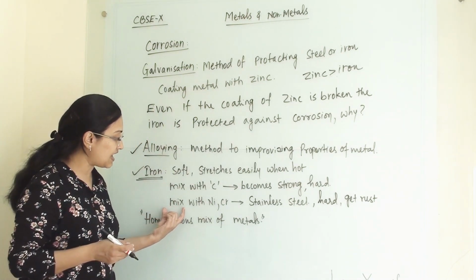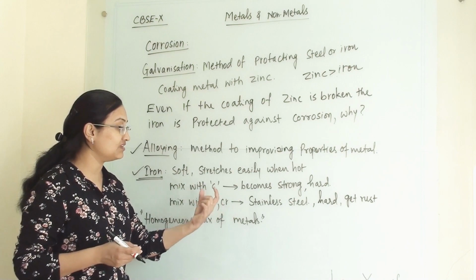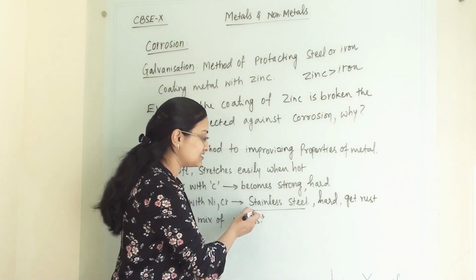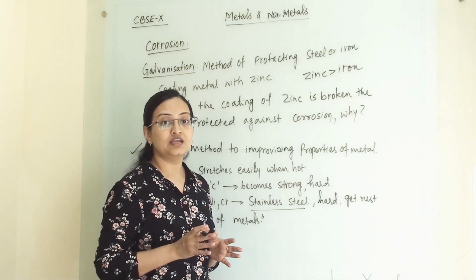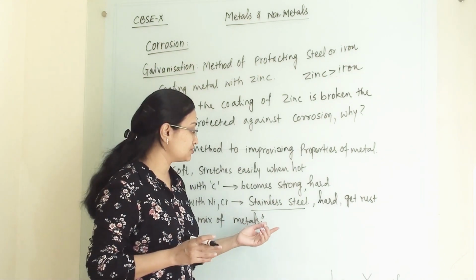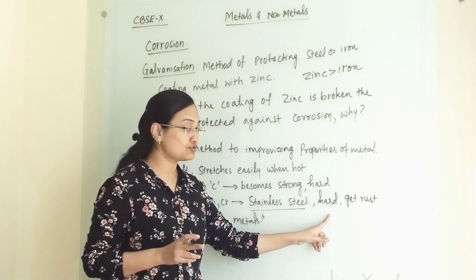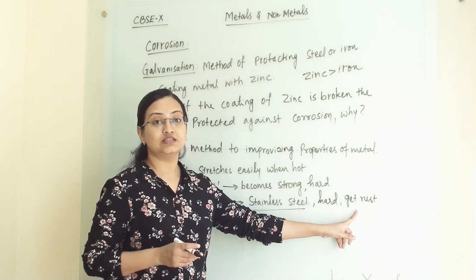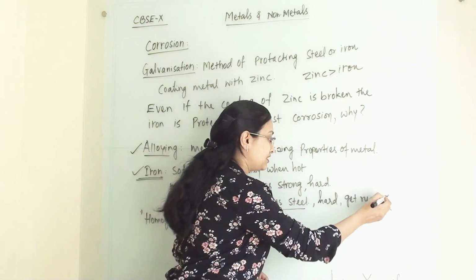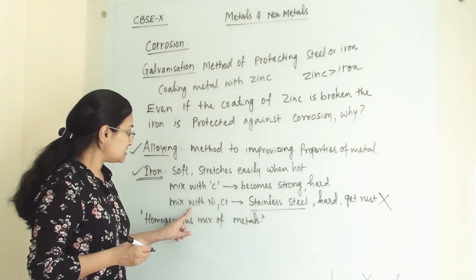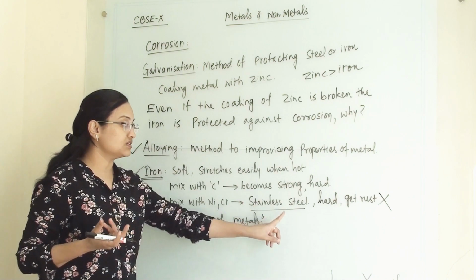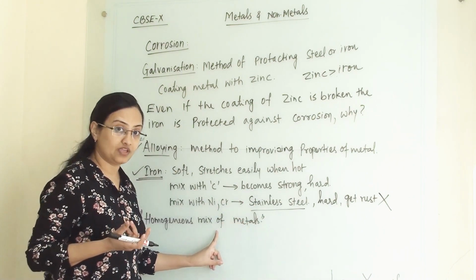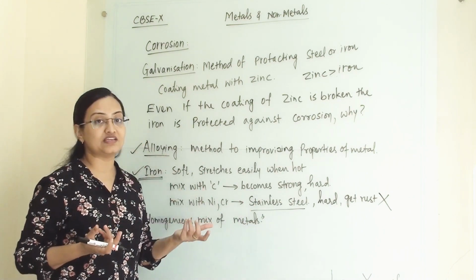When we are mixing iron with nickel and chromium, in that case we will get stainless steel. And we know that stainless steel we are using in cutlery and in machinery use. Why? Because it is hard also, and it will not get rust. So this is an improved metal. From iron we got stainless steel from the alloying method, and this is an improved method.